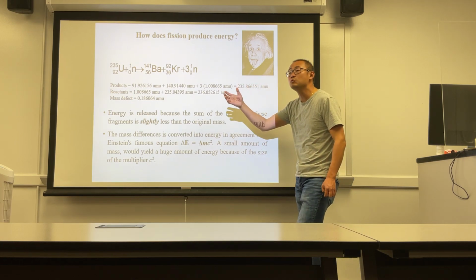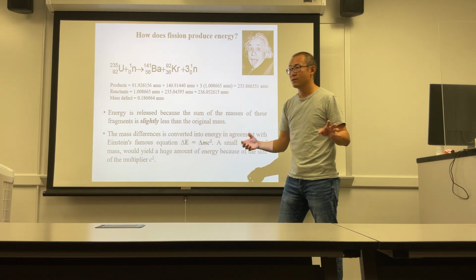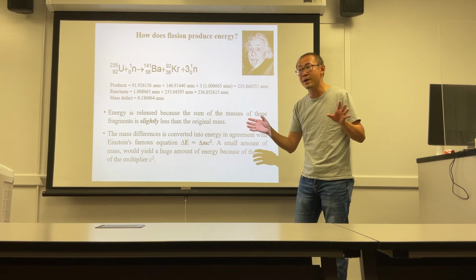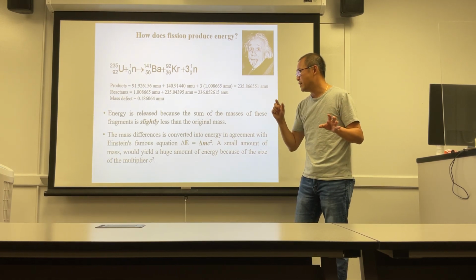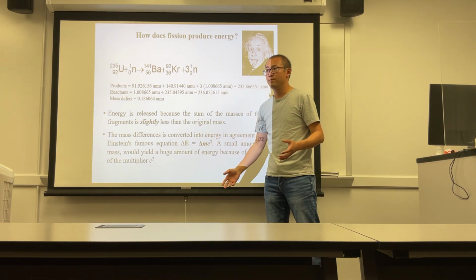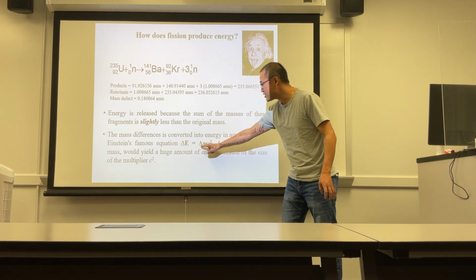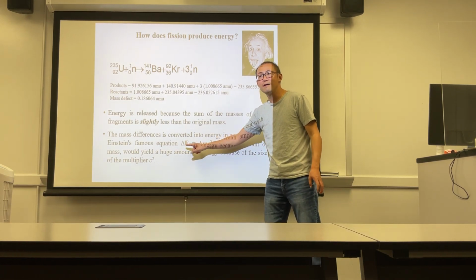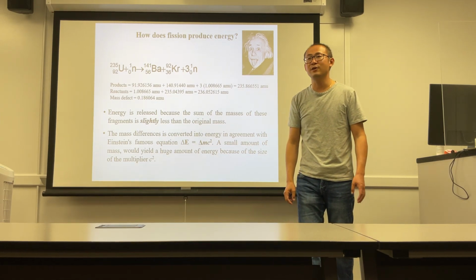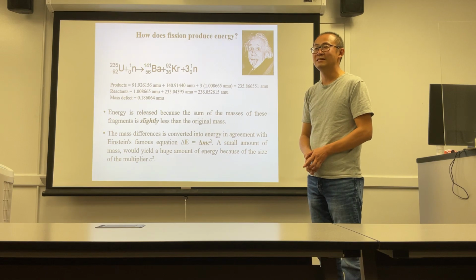It means some mass is gone, right? You lost some mass. And mass cannot just disappear. It must go somewhere. And somewhere is what? Energy. The mass loss, the mass defect, is actually converted to energy using Einstein's famous equation: delta E equals delta m times c squared.